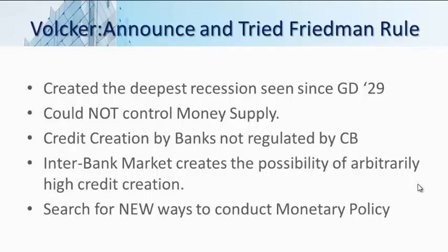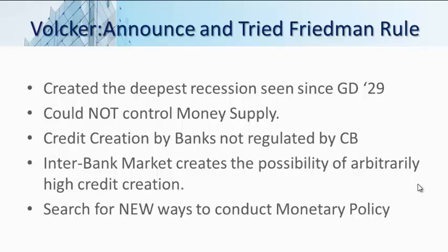Also, Volcker could not control the money supply. He tried to control the reserves, but the ratio between the reserves and the actual money was very erratic. That is because credit creation by banks is not regulated by the central bank, and when the economy is booming, they create lots of money, and when it's going into free fall, they contract the money supply.